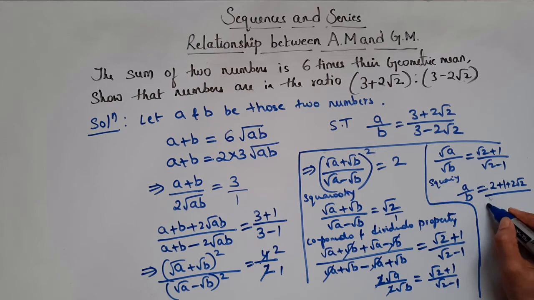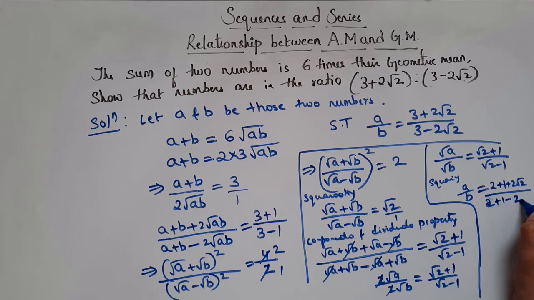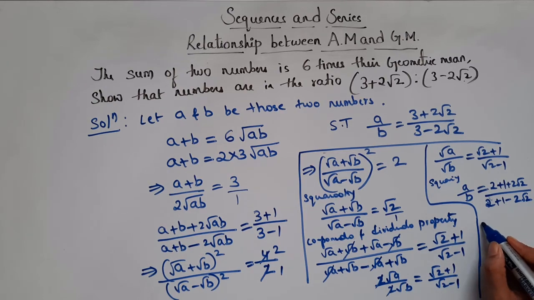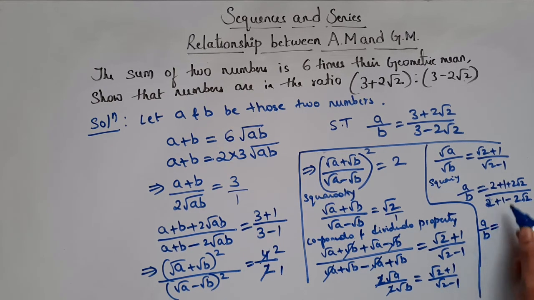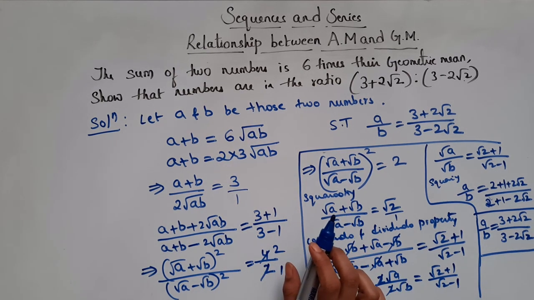So a minus b is a square, that is root 2 the whole square, so 2 plus 1 minus 2 into root 2 into 1. So this will be a by b, which is equal to 2 plus 1 is 3, 3 plus 2 root 2 by 2 plus 1 is 3 minus 2 root 2. So hence we have proved a by b is equal to 3 plus 2 root 2 by 3 minus 2 root 2. I know this is a little lengthy, but if you practice again and again, you will be able to do this.